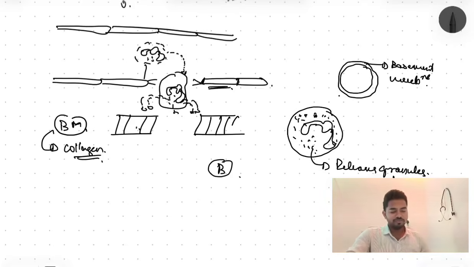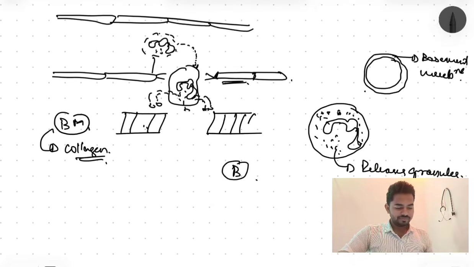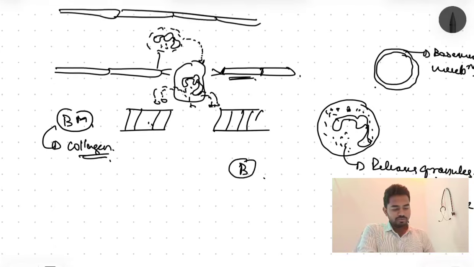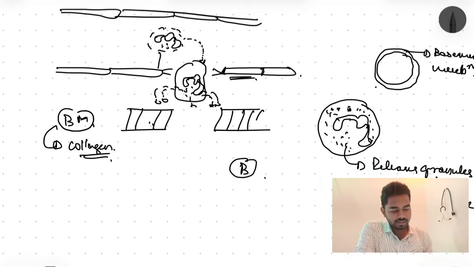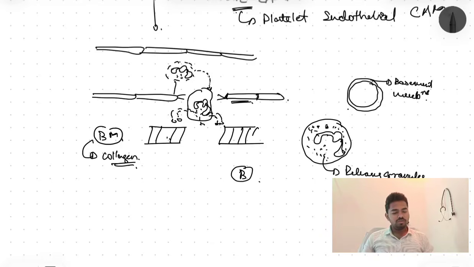See, neutrophil is teaching us how to become success. Neutrophil gave way, basement membrane gave way. Now neutrophil can easily come out of blood vessel.